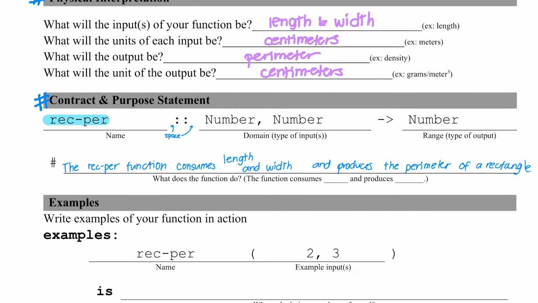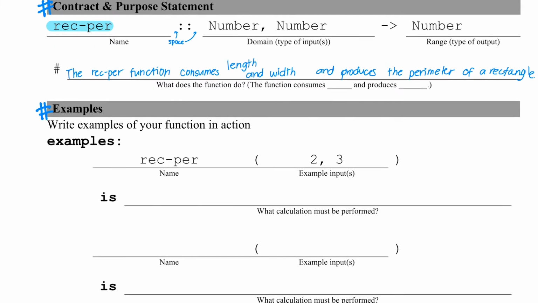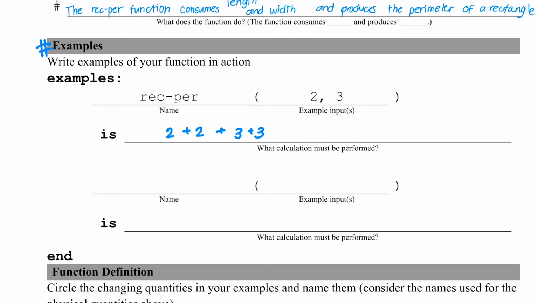So now we are going to write our examples. One of our first examples was 2 and 3. So the first number was 2, the last number was 3. And the easiest way we can do this is 2 plus 2, which is our short side, plus our long side. And so we're just adding up all the sides of this rectangle, right? And now we are going to do the rec-per, which is the name of our function.